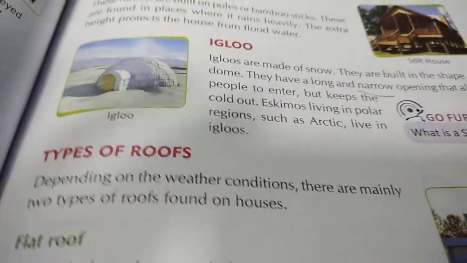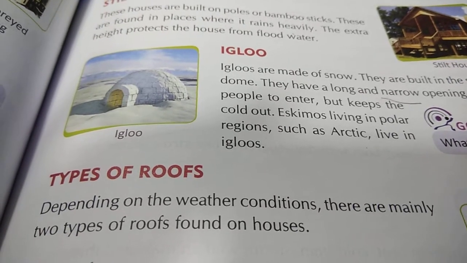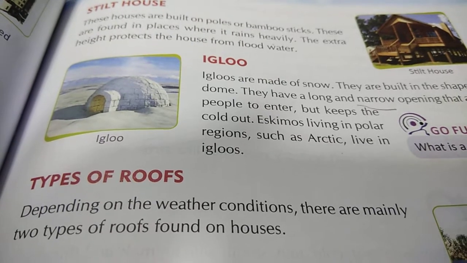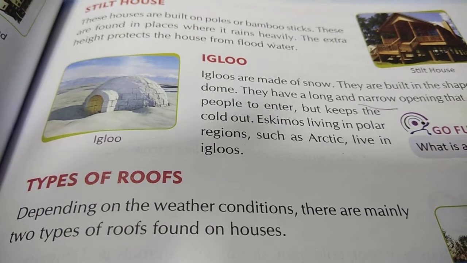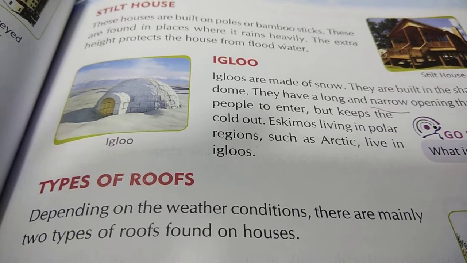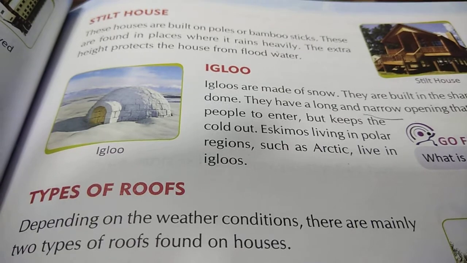Now the types of houses we have seen. According to the material used, there are two types of houses. One is the kacha house, the other is the pakka house. A kacha house is a temporary house. It is mostly made up of mud and plant materials and it is found in villages. It is not strong. And the next type of house is the pakka house.